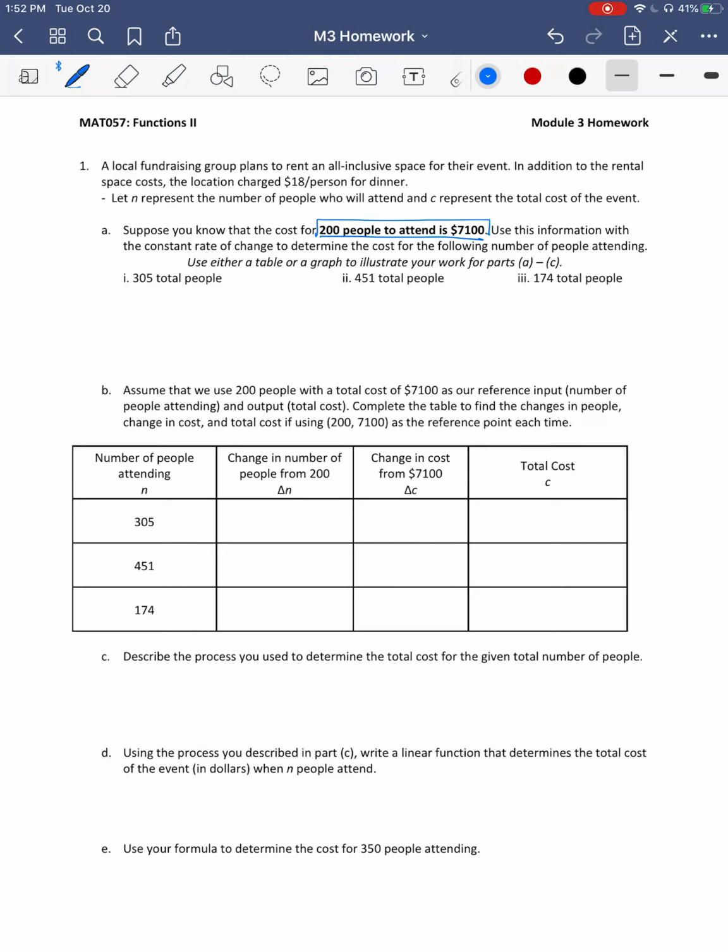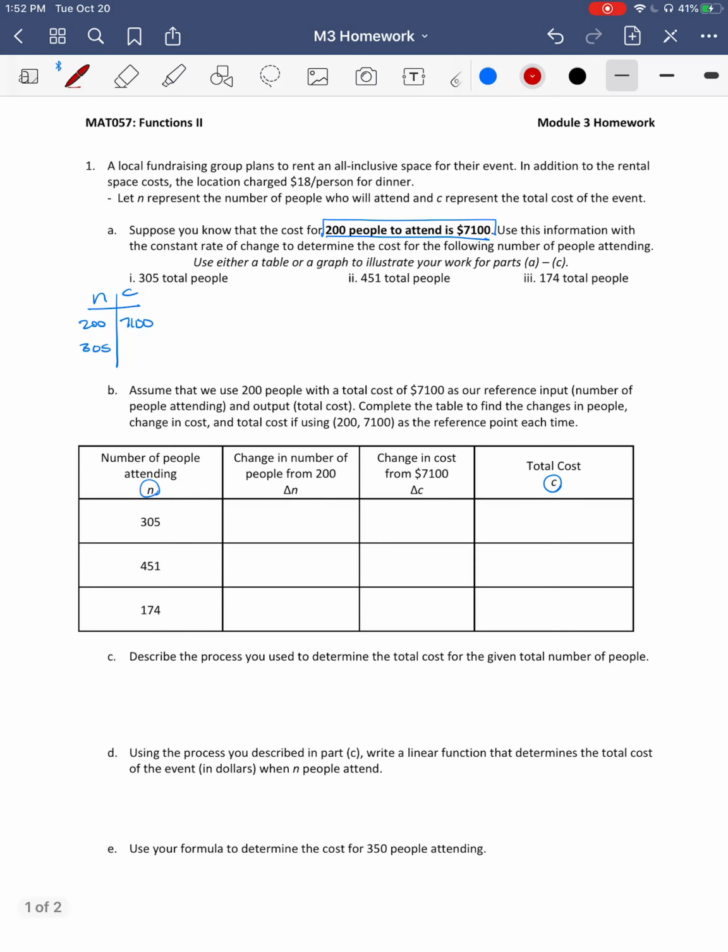So I'm just going to use a table. So I'm going to organize this. Let's say N and C. So I'm going to first put in what we know, and then I'm going to do 305 here. So my first step is I want to find the change in the number of people. So that's step 1. So I'm going to do 305 minus 200, and I'm going to get 105. By the way, this table in part B is the same thing. It's just kind of organizing it differently.